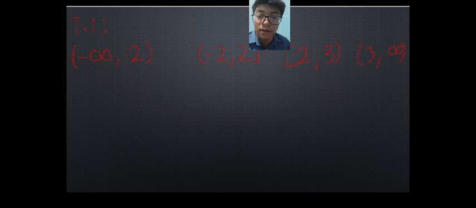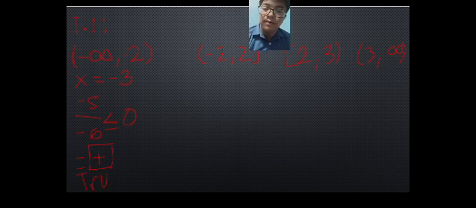For our first interval, negative infinity to negative 2, let's choose negative 3 for our test. Negative 3 minus 2 over negative 3 minus 3. Negative 3 minus 2 becomes negative 5, and for our denominator, that will become negative 6. If we divide them, that will become positive. So that is true.